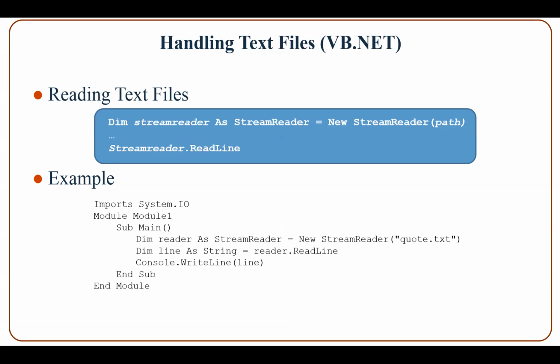In VB.NET, handling text files is different. For reading text files, you need to create StreamReader objects, and in the constructor you give it the path, or the full name of the file, and later on you call the ReadLine method to read each line from the text file using the StreamReader object. This is an example.